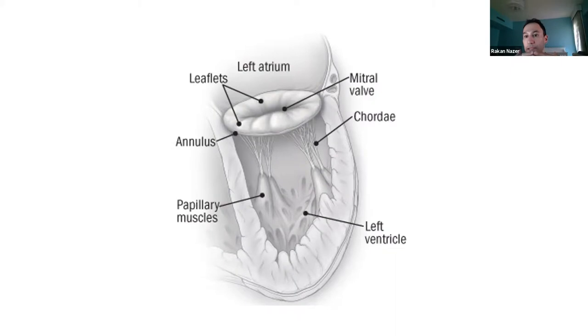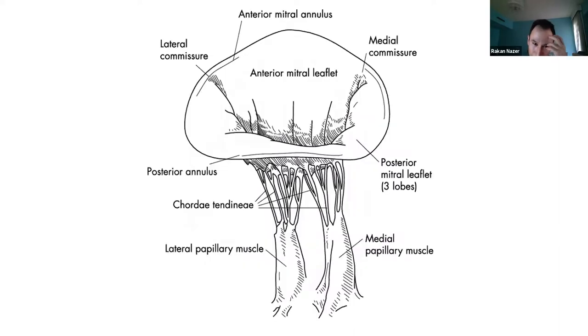Its leaflets only play a partial role in the overall structure and function. I'm not going to dwell a lot on the anatomy of the mitral leaflet, but the leaflet surface is usually the same. The posterior mitral leaflet constitutes two-thirds of the perimeter of the valve. But the surface area is usually 50-50, anterior and posterior.